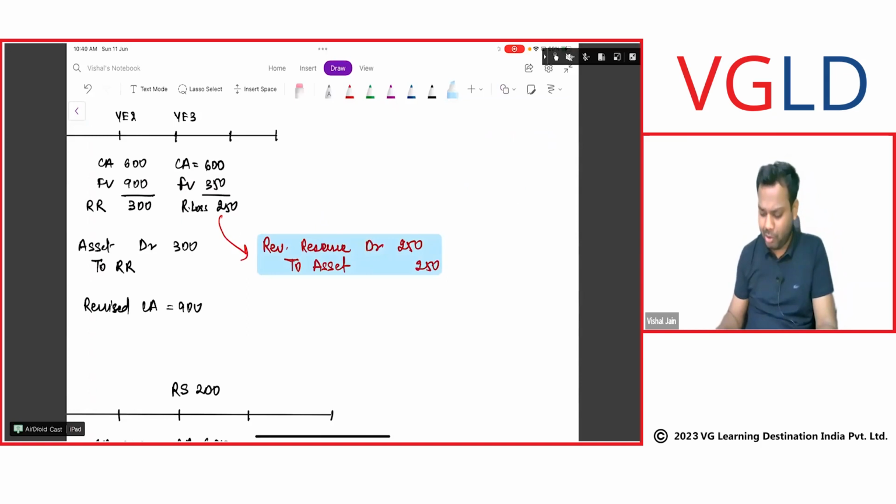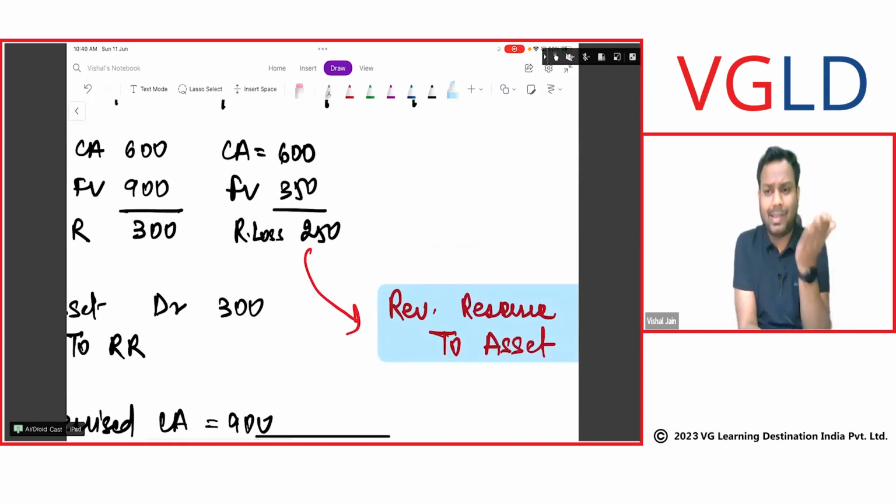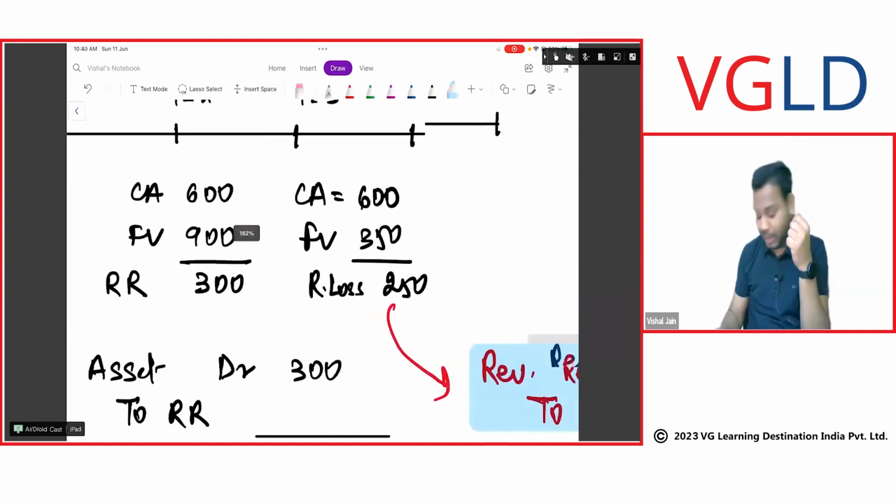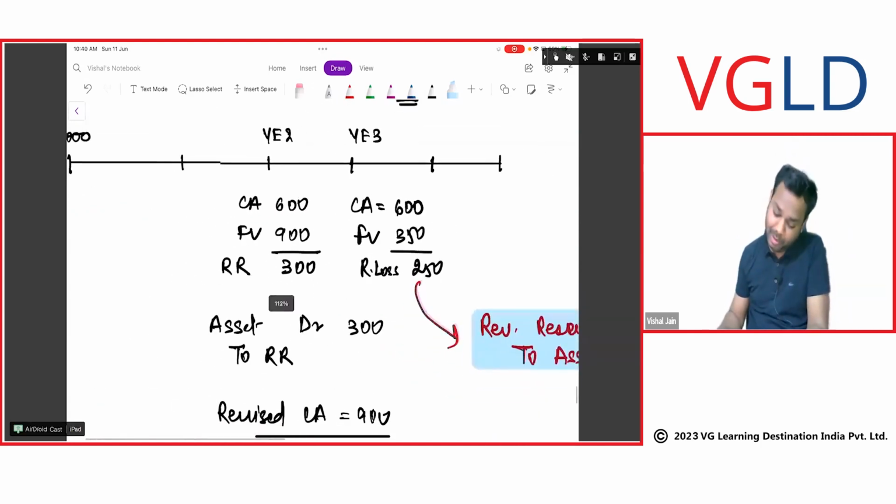How is it a revaluation loss? The carrying amount is 600. The asset has a value of 600 and its fair value is 350. Don't you think it's a loss? The asset fair value is only 350, but the carrying amount is 600. So don't you think it's a loss? Where did the 600 come from? Okay, understand.